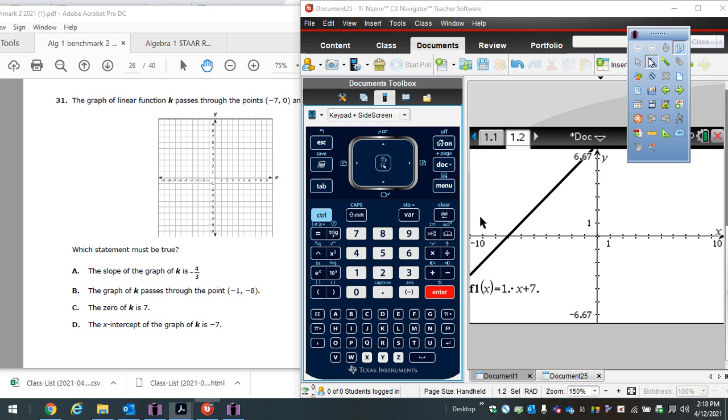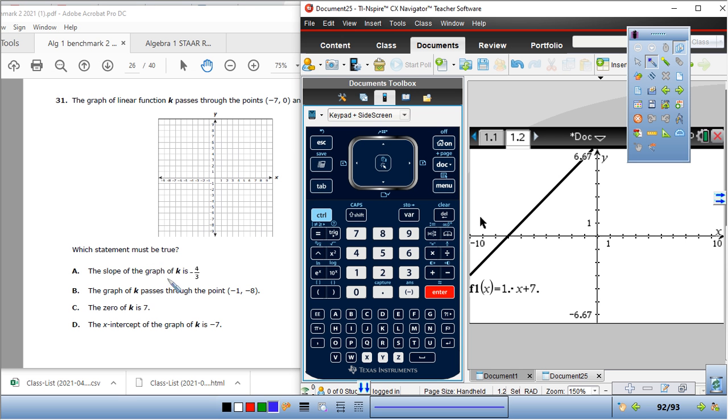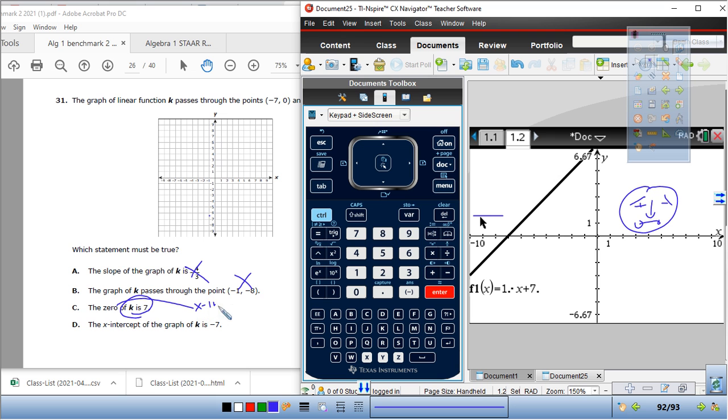Let's see. Which statement is true? The slope of the line is negative? No. Okay, remember the slopes: positive, negative, undefined, and 0. The graph passes through the point negative 1, negative 8? Negative 1, negative 8 is down here. Not even close. The 0 is 7? Remember 0 is your x-intercept. So you're saying 0 goes for 7 over here. Nope. The x-intercept of the graph is negative 7. 1, 2, 3, 4, 5, 6, 7. Check. D is my answer.